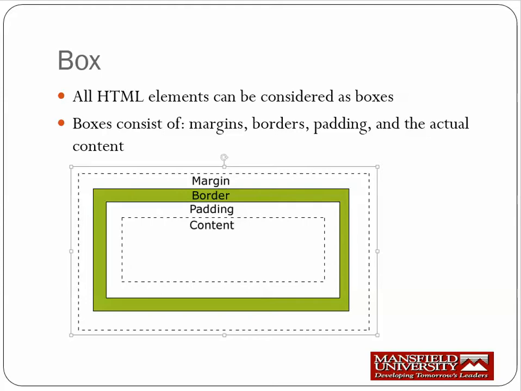Think about that we have a paragraph. For a paragraph, we have content in the middle. And you can see we have padding, we have border, we have margin. So everything together, we have a box. So no matter if it's a paragraph, an image, or a division. So let's see an example.